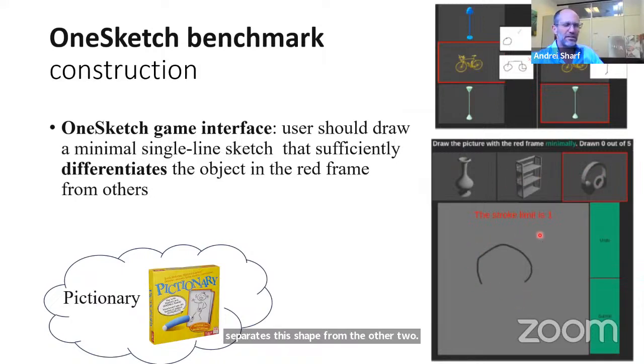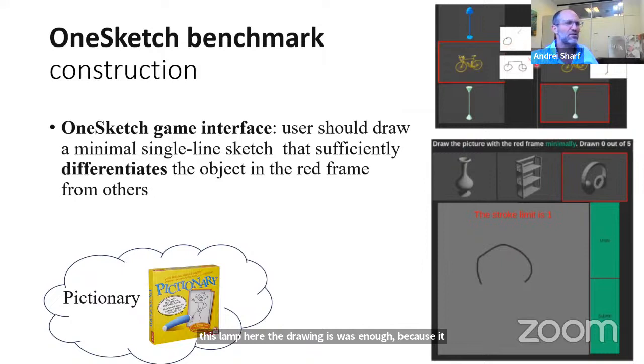And the sketch should be minimal. It should not have too many lines and too many details. So you can see here, for example, if the user drew too many details, it was canceled. And it should also be sufficient, so it should separate. Here, for example, you can see it's not enough. They look almost the same, so we canceled the line to show this lamp. Here, the drawing was enough because it also has these angles.